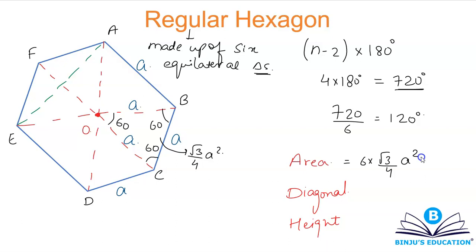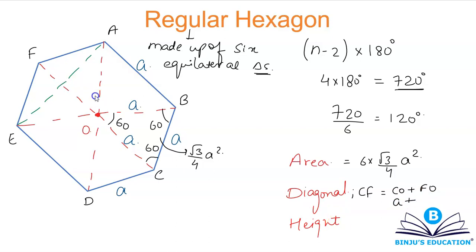The next thing is the diagonal. For the diagonal, you can either calculate AD or BE or CF. It's completely up to you. I'm going to calculate CF. So if you calculate CF, CF is nothing but CO plus FO. Now what is CO equal to? You can see it for yourself. That's equal to A.